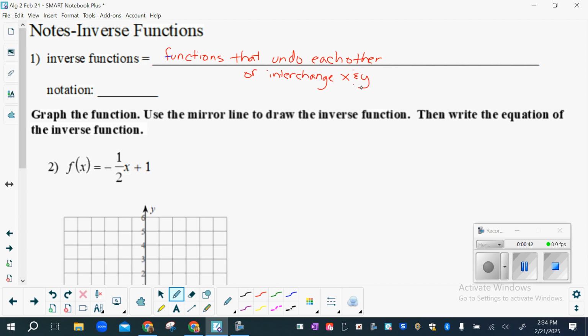So, inverse functions are functions that undo each other or interchange the x and the y.